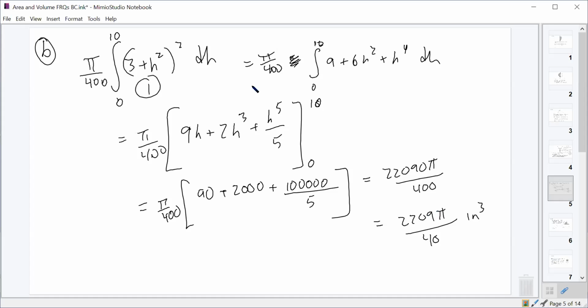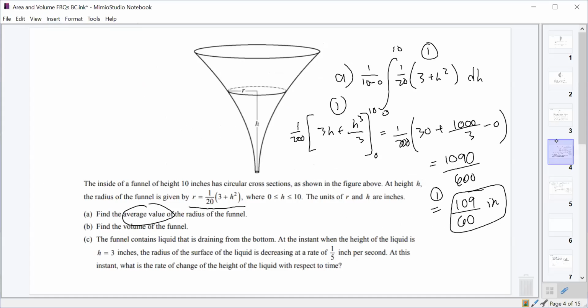1 point for the right integrand, 1 point for the right integral, 1 point for the right answer. Any questions there on B?